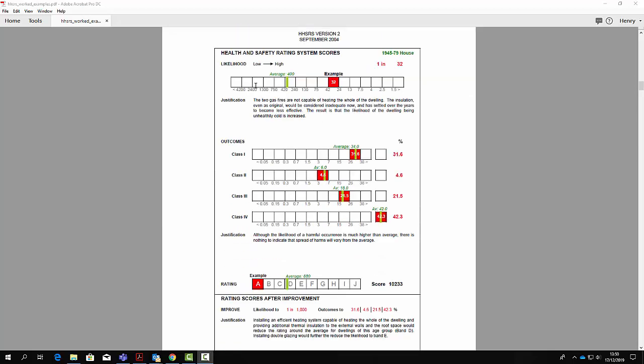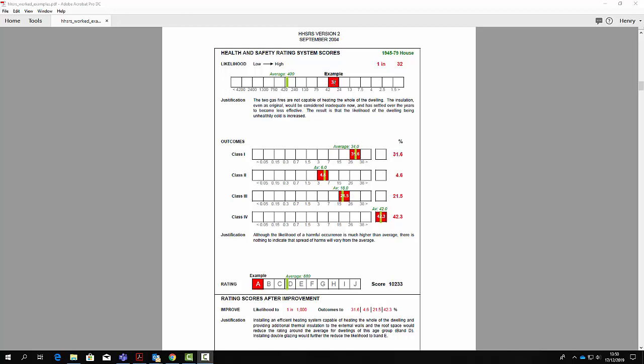Then we've got to determine the likelihood. Now this is the likelihood that harm will occur over the next 12 months. So excess cold is something that is a physiological issue. It causes problems with your physiology, and so we have to consider not just what it would be like if we visited this property in the summer, but also what it's going to be like over an entire year and some of those chronic health conditions which will start to develop.